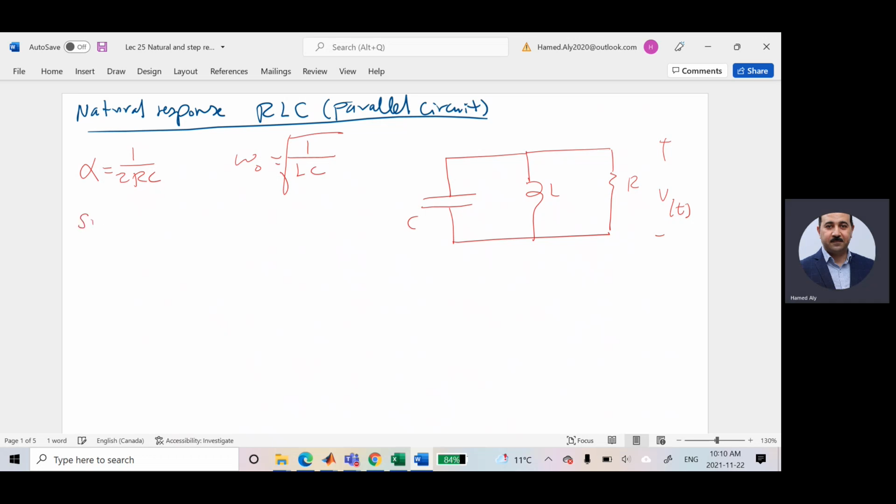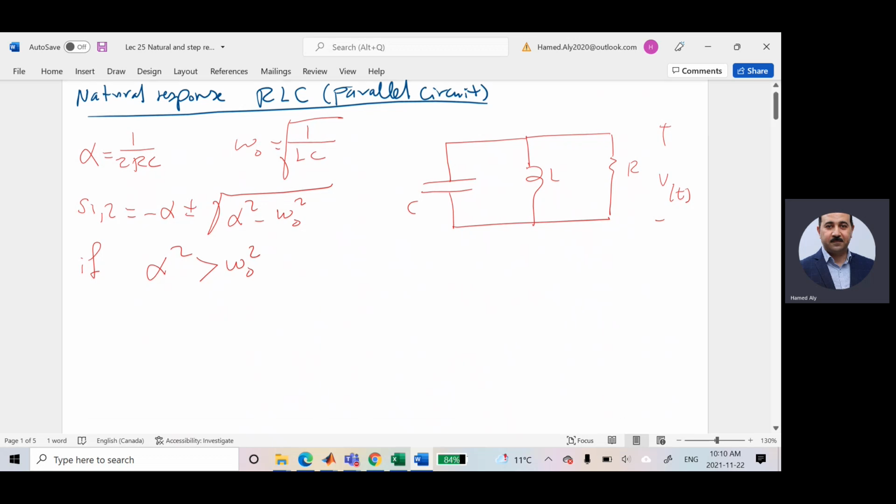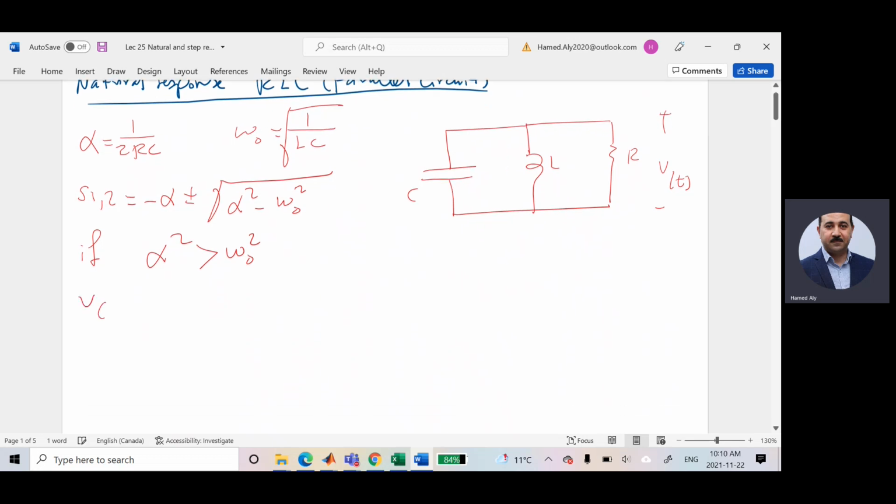And if you would like to calculate S1 and S2, it is equal to negative alpha plus or minus the square root of alpha squared minus omega O squared. And then you will say if alpha squared is greater than omega O squared, this is the next step, then your solution V of t will be equal to A1 times e to the power S1 t plus A2 times e to the power S2 t. And this case is called the over-damped case.